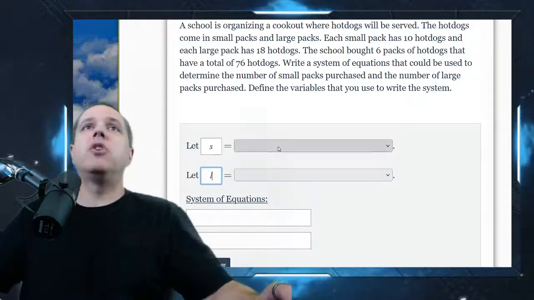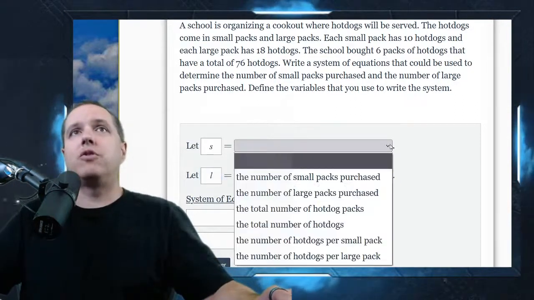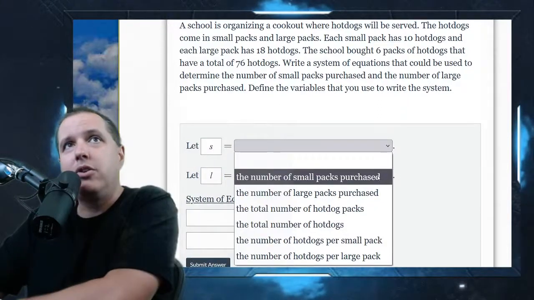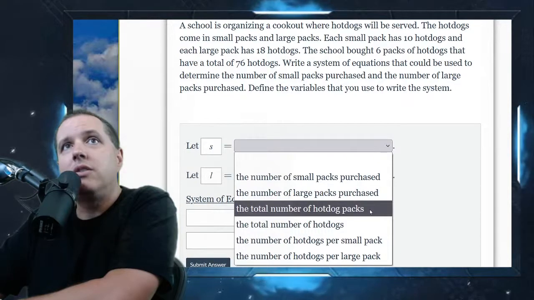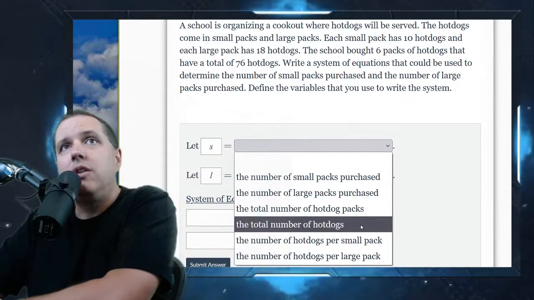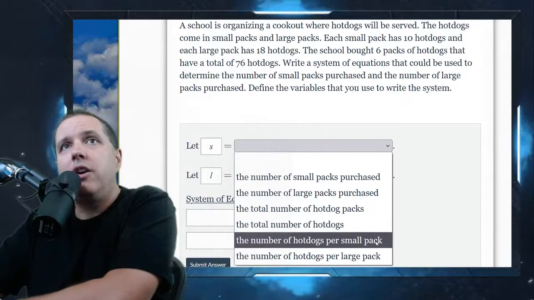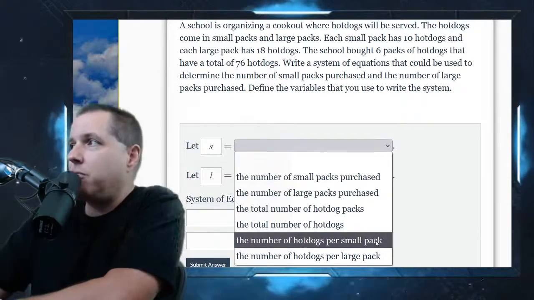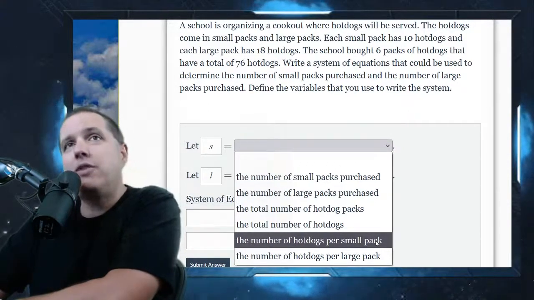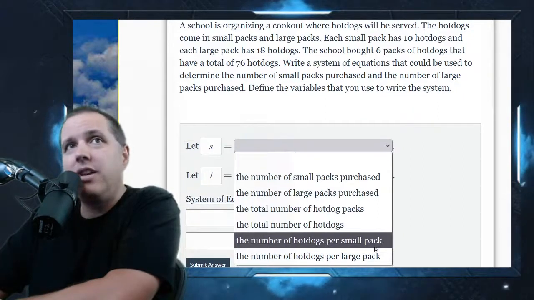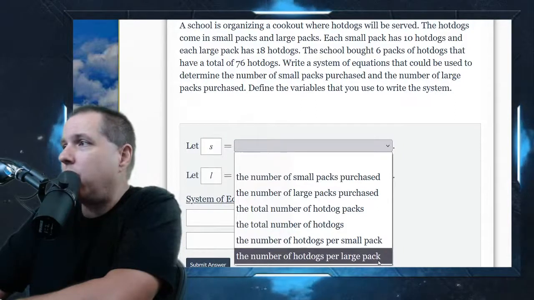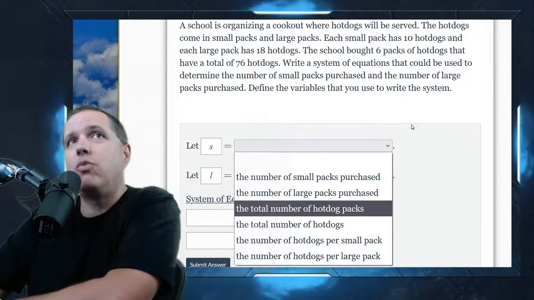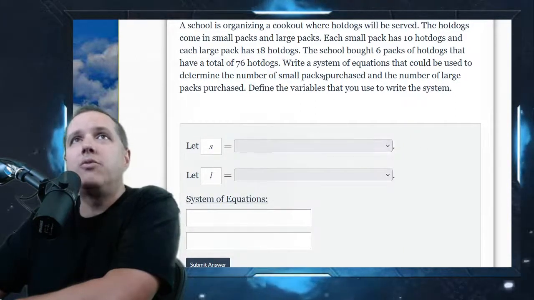All right, so what are our choices here for variables? Well, the number of small packs purchased, the number of large packs purchased, the total number of hot dog packs, the total number of hot dogs, the number of hot dogs per small pack. Well, that was given in the problem. Why would we solve for something that's already given to us? And here, the number of hot dogs per large pack. That was given in the problem. Why would we solve for something we already know? We won't.